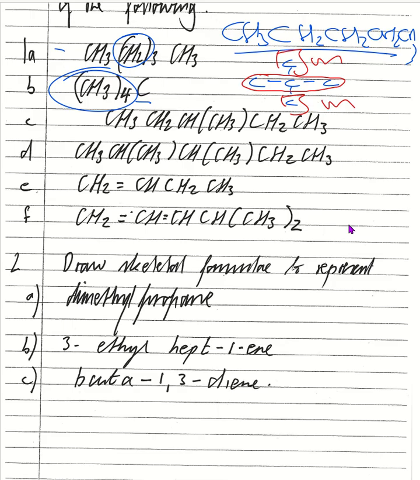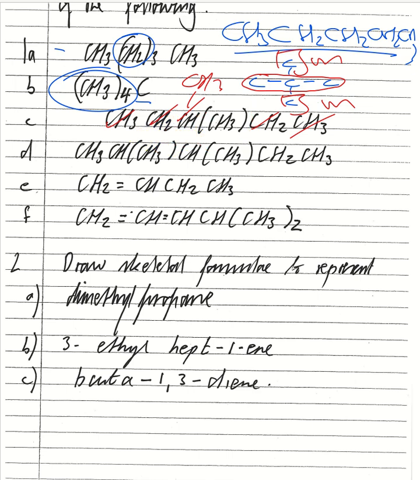If we look at the next one, our longest chain is 1, 2, 3, 4, 5, so it's a pentane. We have a bracketed CH3 group here, so that CH3 is attached there. If we label from either side, it doesn't matter, that is the number 3 carbon it's attached to, so that's a 3-methyl, and it's 5 carbons in the longest chain, so it's 3-methylpentane.